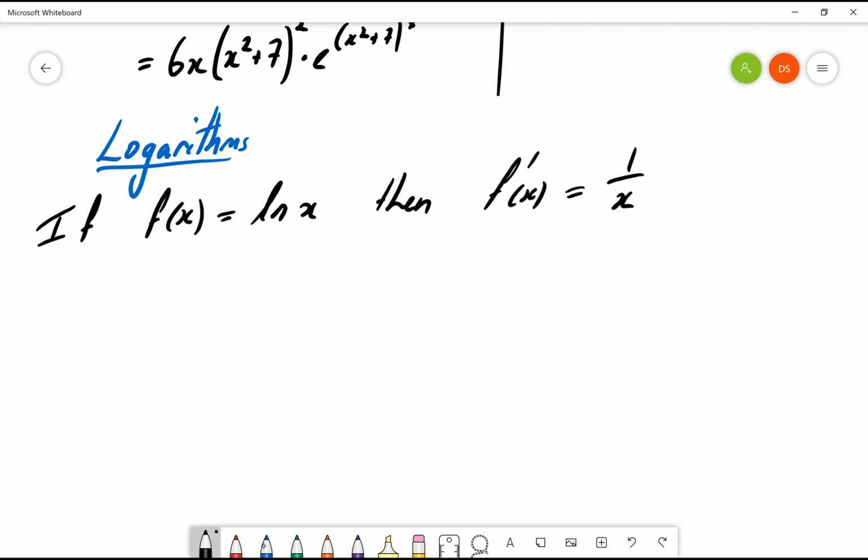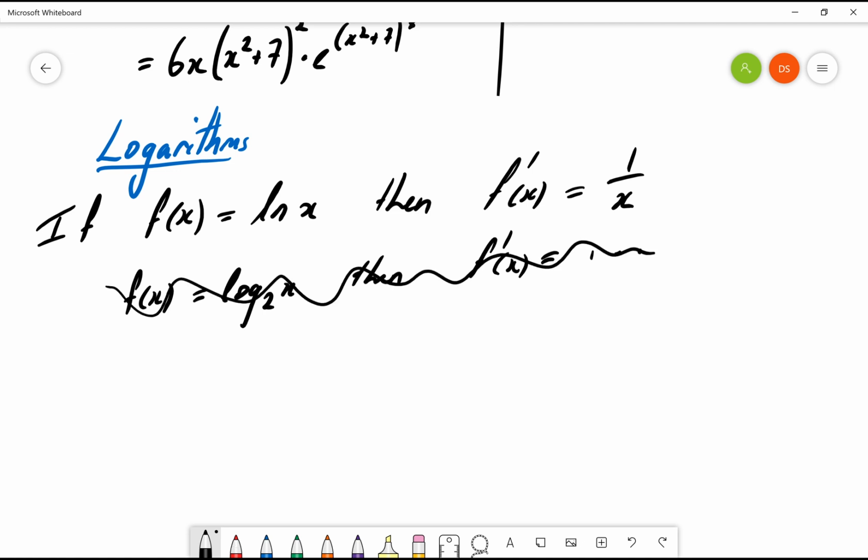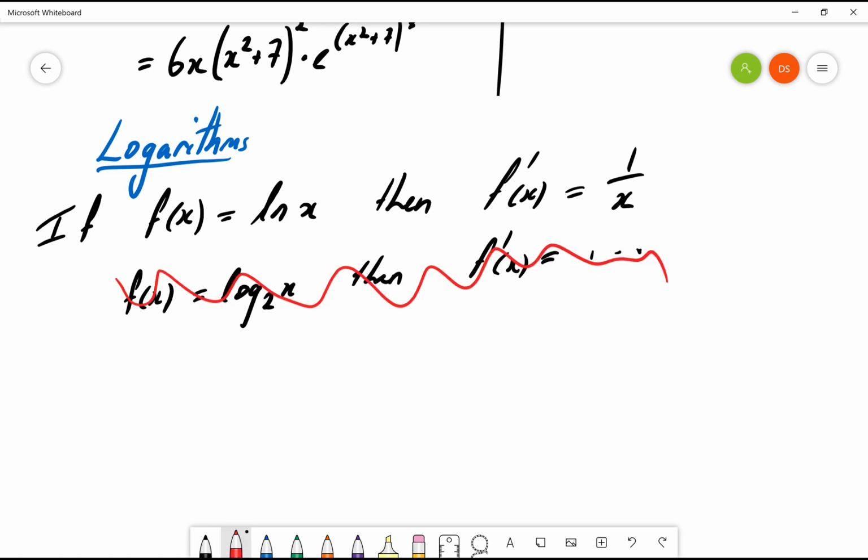Remember, if f of x is equal to log base 2 of x, then this doesn't hold, right? That was meant to be in red. Okay, we don't copy that. We're looking at the natural log.